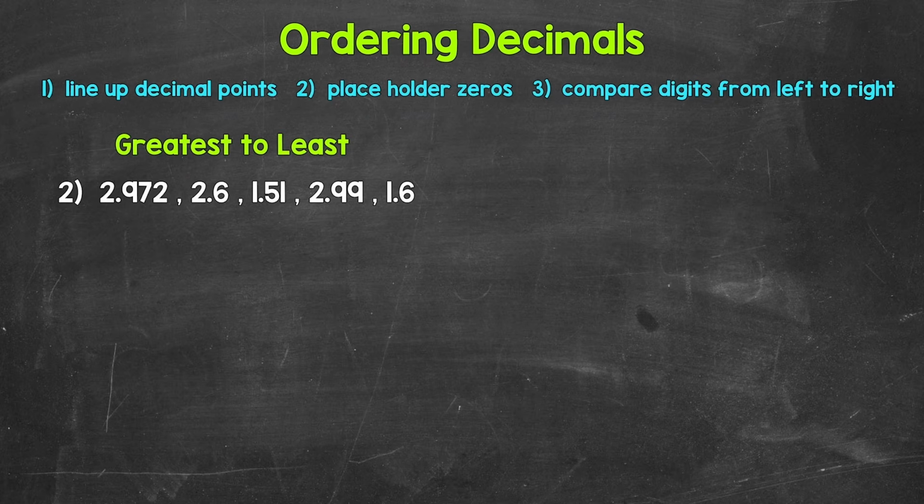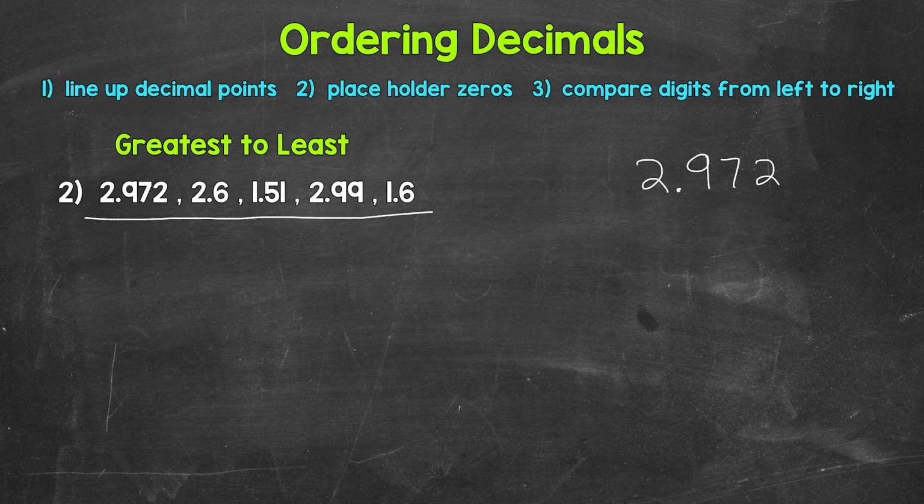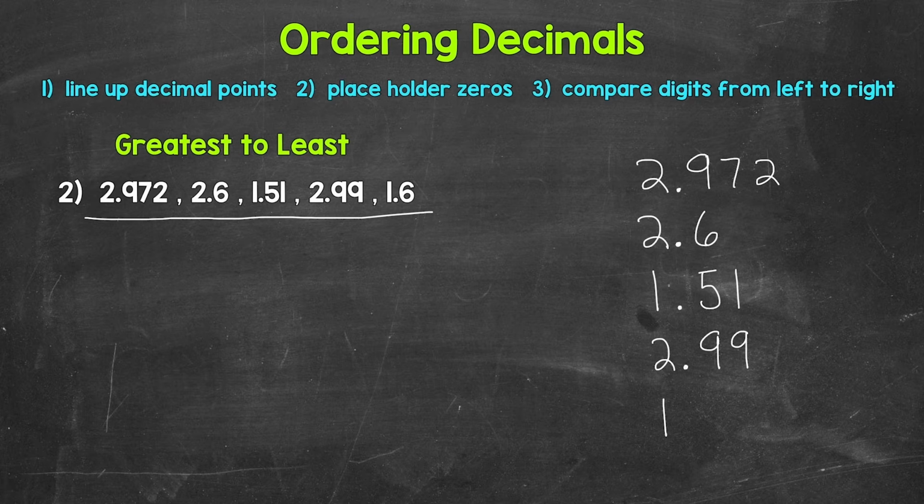Let's start by lining up the decimal points. So we are going to line up all of these. So we'll start with 2 and 972 thousandths. Then we have 2 and 6 tenths. Then 1 and 51 hundredths. Then 2 and 99 hundredths. And then 1 and 6 tenths.